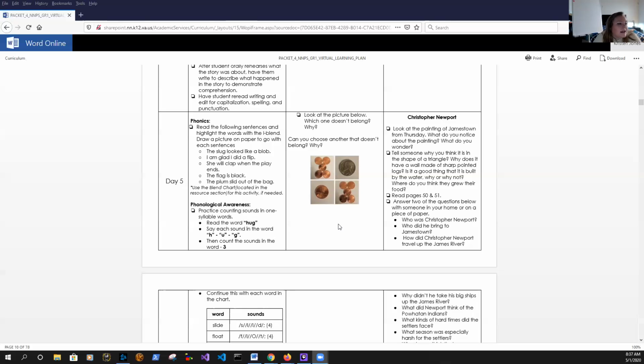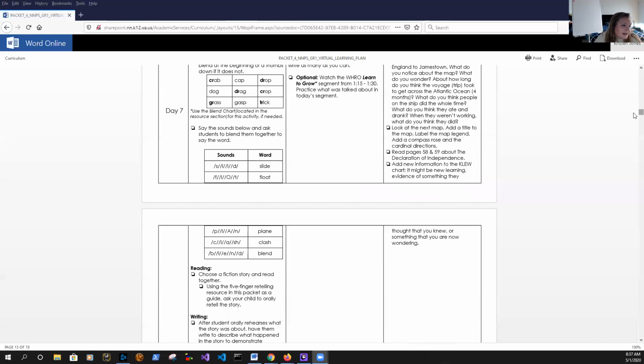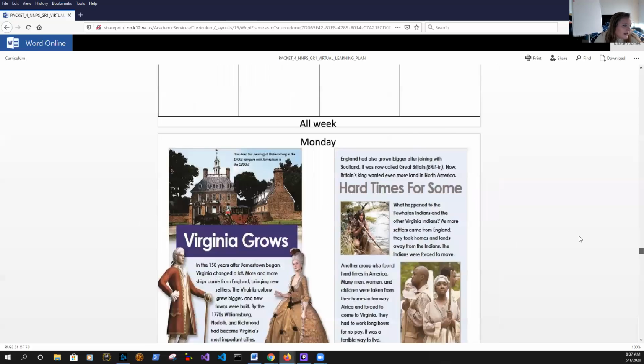Now we're going to be looking at content. Content is our new information, so its heading is Christopher Newport. Look at the painting of Jamestown from Thursday. What do you notice about the painting? What do you wonder? So let's go ahead and look back at the painting from Thursday of Jamestown.